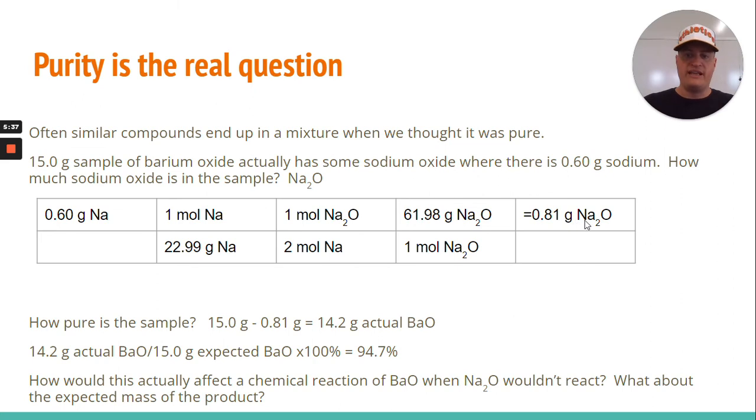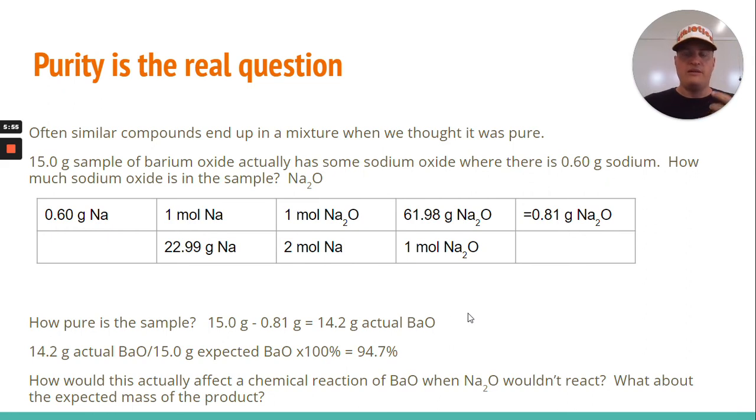So if this is my contaminant, I actually have so much barium oxide. So then I should expect to have 15 over the actual. That means my compound is 94.7% barium oxide. So that's one part of it.